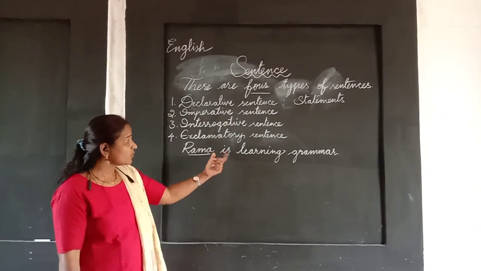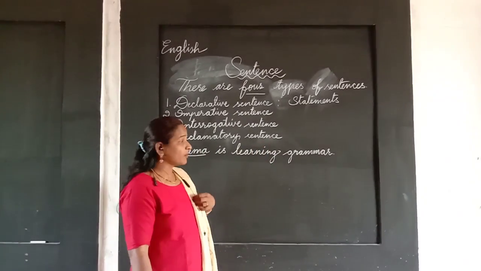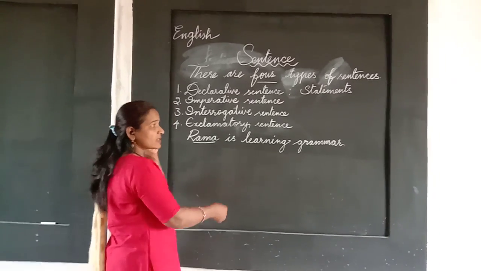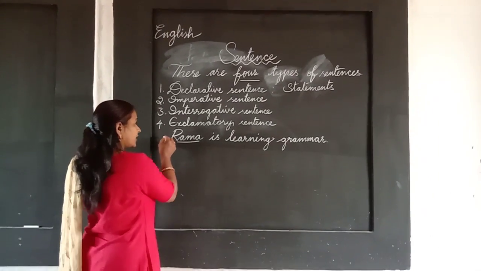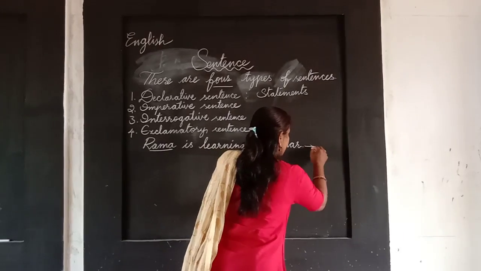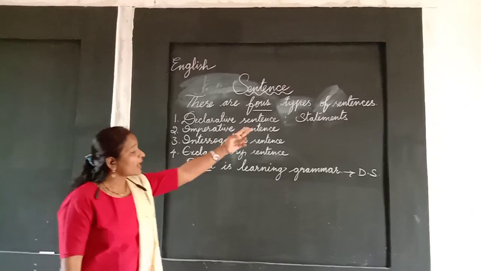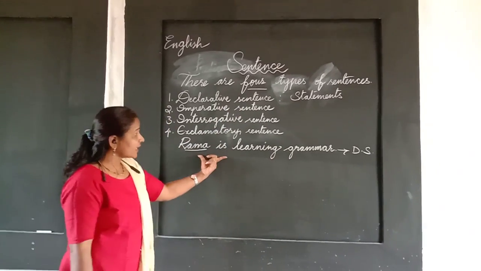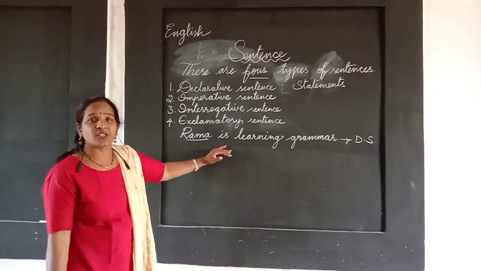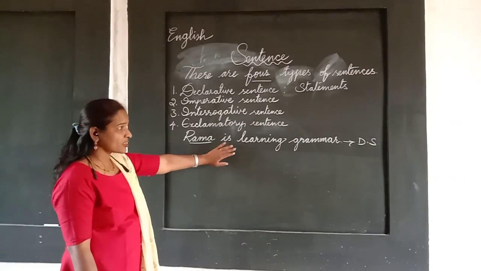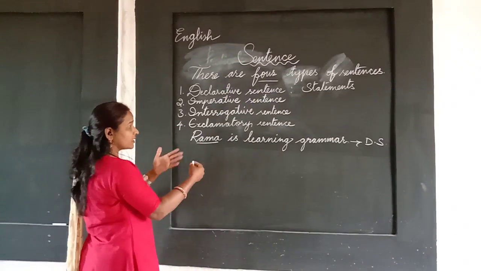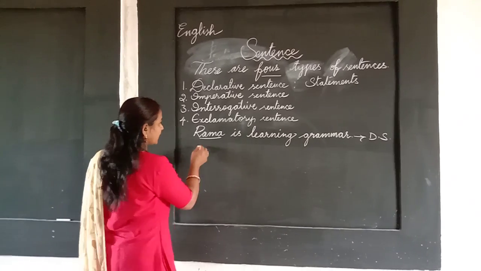Rama, what is Rama doing? Learning grammar. So, Rama is learning grammar. It's a declarative sentence. What kind of sentence is it? A declarative sentence, or you can also call it a statement. This statement is in affirmation. Affirmation is nothing but positivity. Now, the same sentence can be written in negativity.